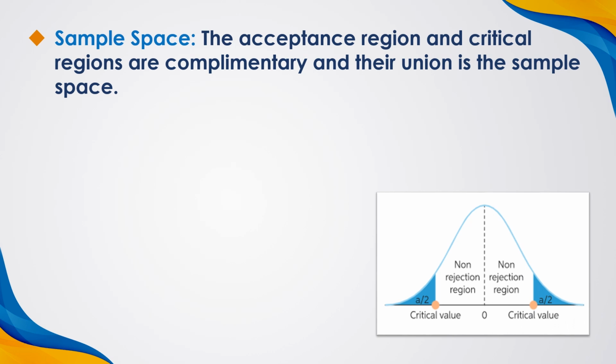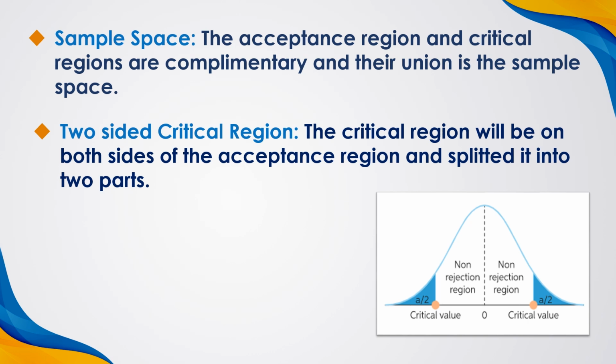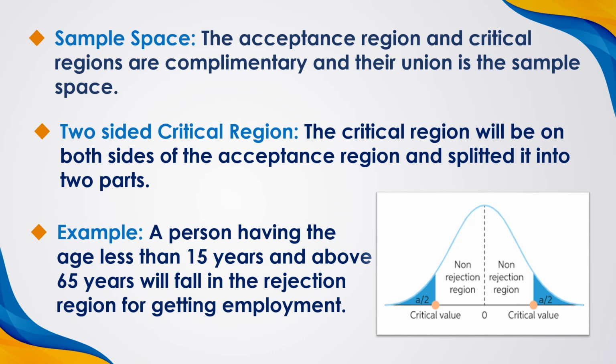If you see this, there you can have the phenomenon that the critical region is on both sides. For instance, there is a minimum age and a maximum age for getting a job.